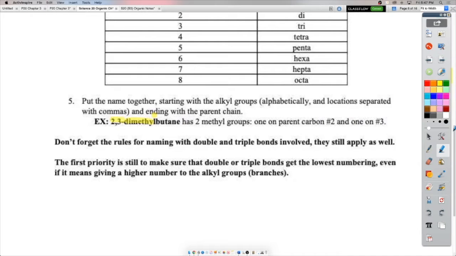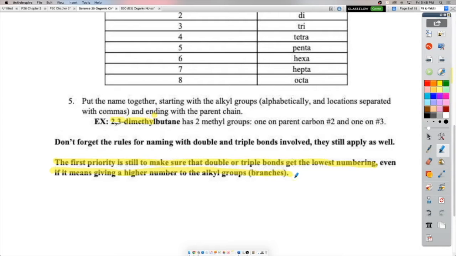So don't forget the rules for naming with double and triple bonds. They still apply, okay? And like I said before, the first priority is still to make sure the double bonds get the lowest numbering, even if it means giving a higher number to the branches or the alkyl groups, okay? So are we changing anything from yesterday? No, not at all, okay? All the rules are still there from yesterday. You don't have to change any of the rules you have.